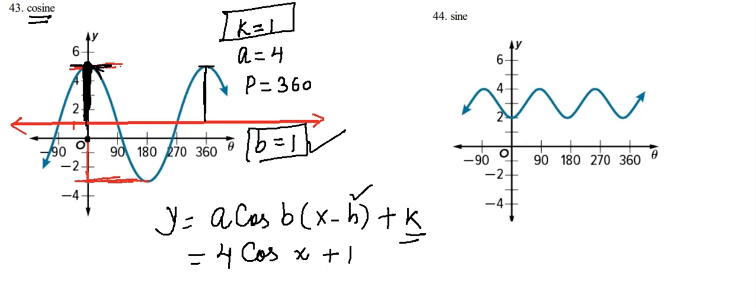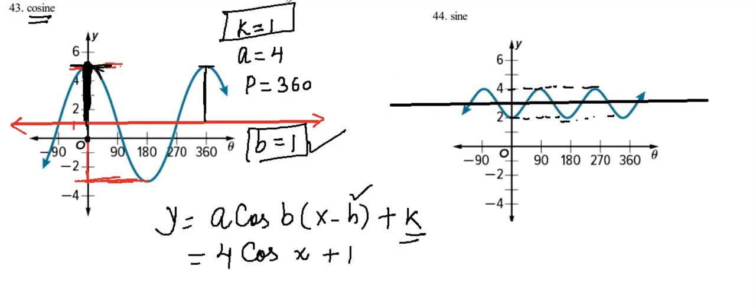Now look at 44. Draw the middle line. First you have to decide the top and bottom. This is the maximum and this is the minimum. So the middle line will be between 2 and 3, is this line, passing through 3.